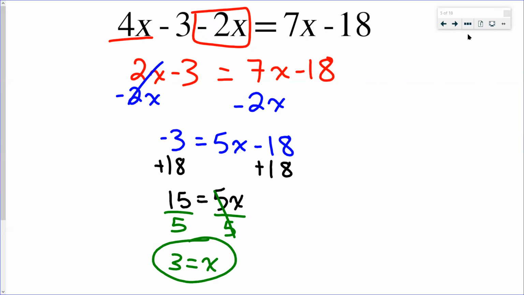So this one had an added step where we had to combine those like terms on one side of the equal sign before we started solving. And sometimes you have to combine on one side, sometimes both sides there's like terms to combine. And then we just follow through, we go through with our steps. Again, take those steps, those hints I gave you for solving, and follow them along.